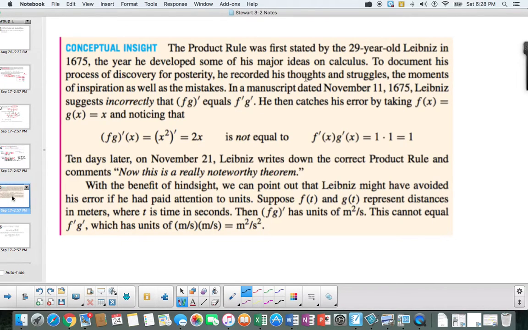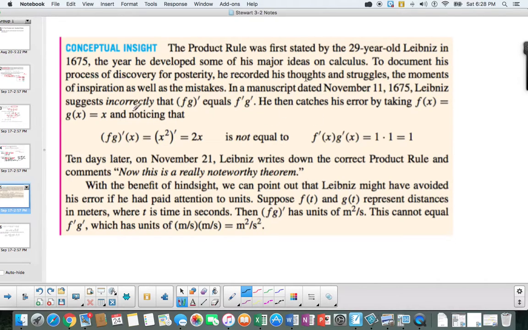This is an interesting history tidbit. Leibniz, who was one of the founders of calculus along with Newton, made a mistake, and his mistake was the product rule. At first, he thought that the derivative of a product is the product of the derivatives.